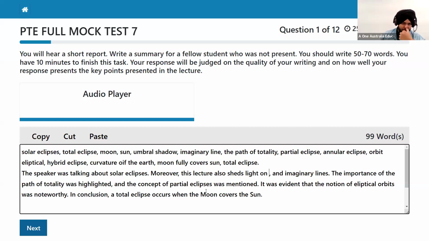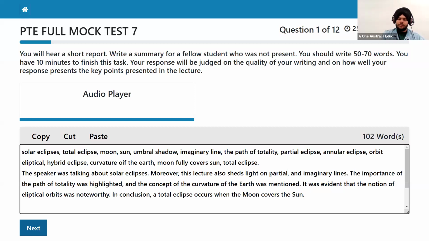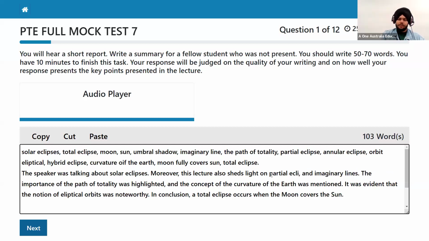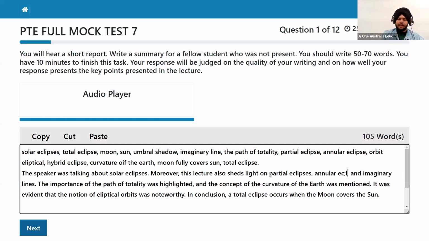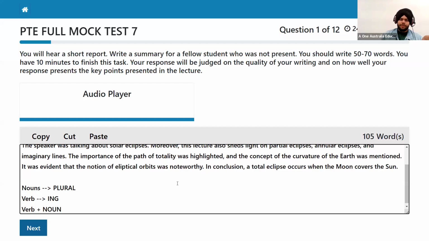Okay, so here, instead of partial eclipses, what I'll do is I'll write the curvature of the earth. So instead of partial eclipses, the curvature of the earth. And here sheds light on. I can say partial eclipses, comma, annular eclipses. Okay. And again, any extra words that you have, you can put all of them here. Okay. But yeah, that is what we are going to do.